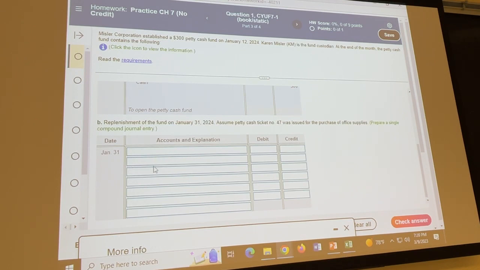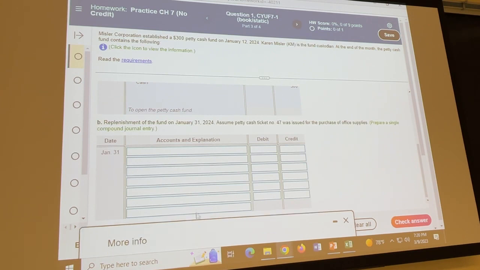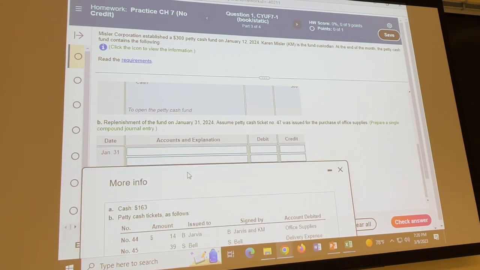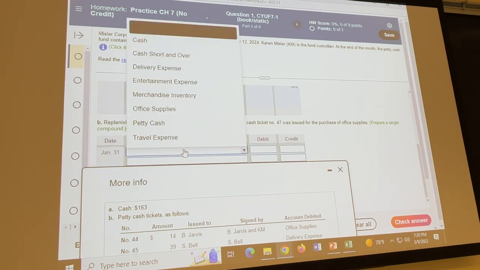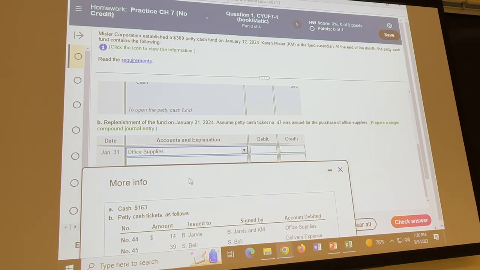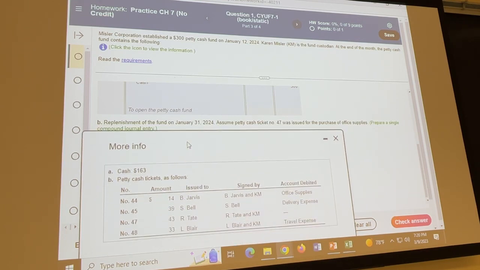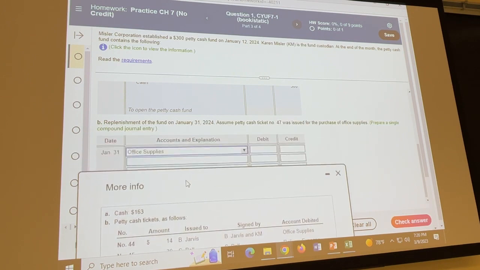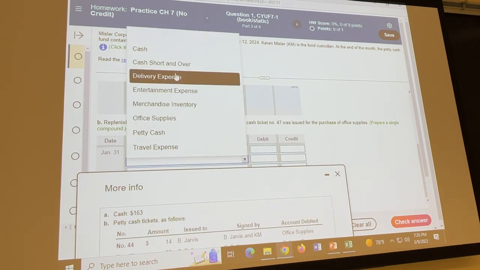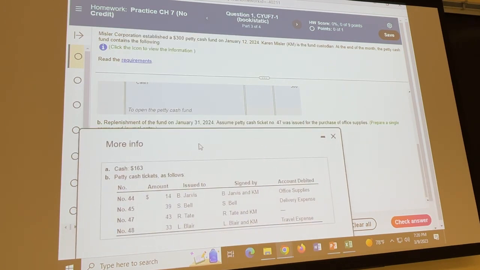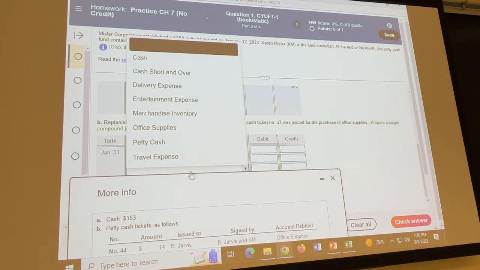Okay, then replenishment of the fund on January 31st. Assume ticket 47 was issued for the purchase of office supplies. So we want to have a debit for each thing that we wrote tickets out for. So we'll have a debit for office supplies. We'll have a debit for delivery expense. We'll have a debit for travel expense.